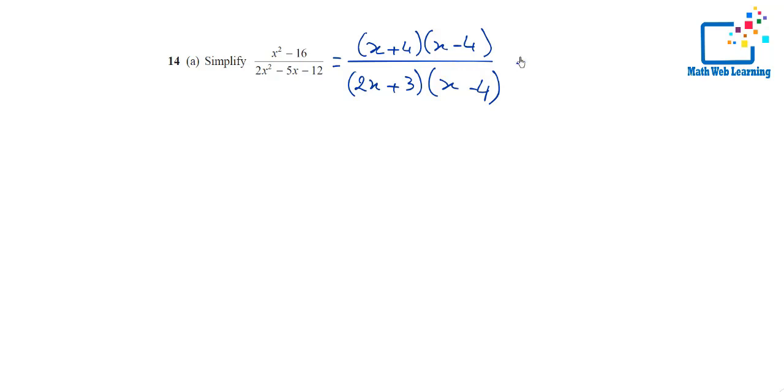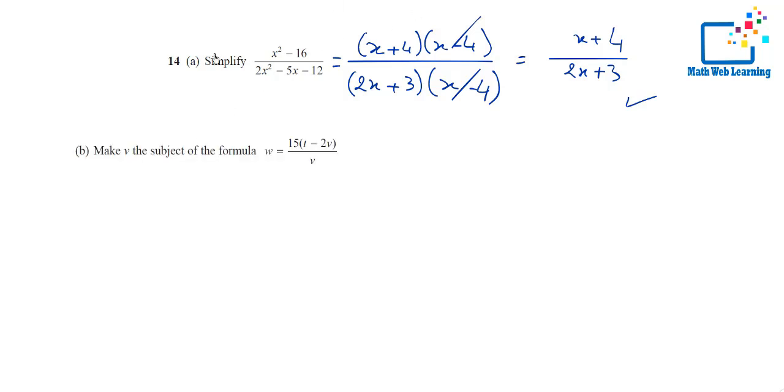So you can see that it's done now. You just simplify this, so the answer is x plus 3 over 2x plus 3. No, I apologize, x plus 4 here. Sorry, that one there. And the denominator is 2x plus 3. That is part A. Next one is part B.